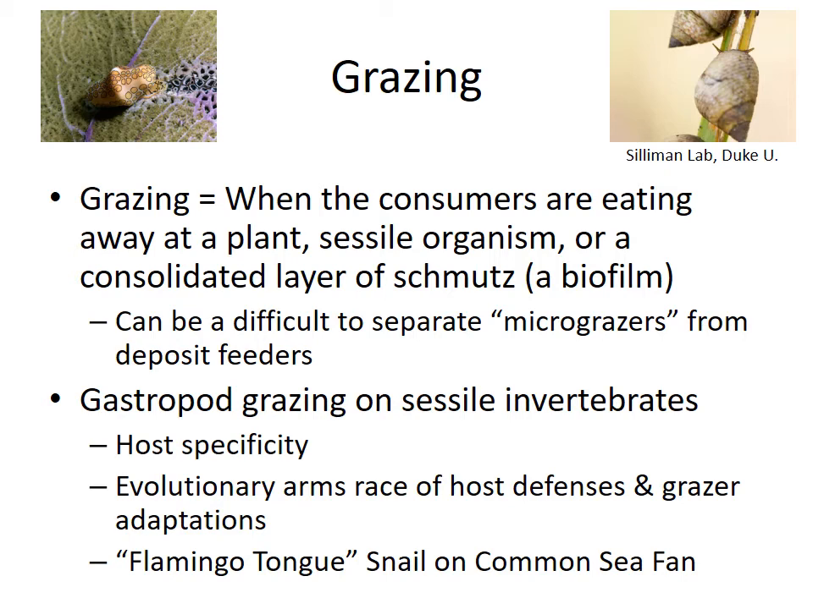So grazing is interesting because of the evolutionary relationship between the grazers and the things that they graze on. The organisms that get grazed on, since they are sessile animals or plants that can't run away, have evolved a lot of defenses against grazers, toxins or mechanical defenses like spines or things that make them hard to eat or digest, stinging cells. There are a whole array of host defenses against grazers.